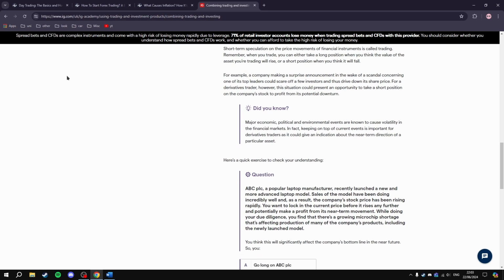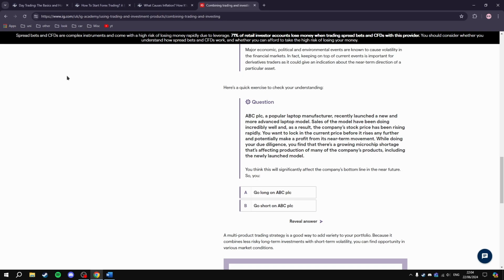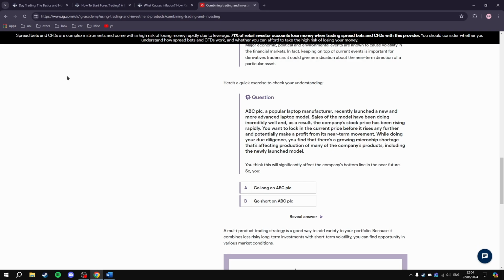Shorter term speculation on the price movements of financial assets is called trading. So remember, when you trade, you can either take a long position when you think the value of the asset you're trading will rise, or take a short position if you think the value of the asset will fall. Major economic, political and environmental events are known to cause volatility in the financial markets. So keeping on top of current events and news is important for derivative traders, as it could give an indication about the near-term direction of a particular asset.